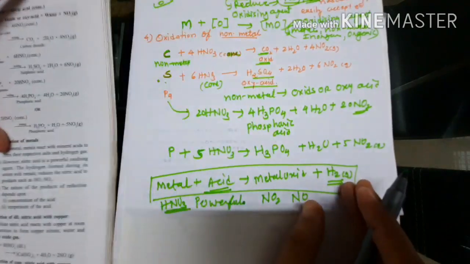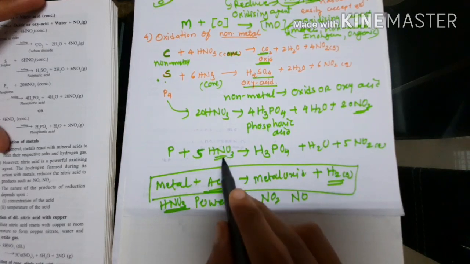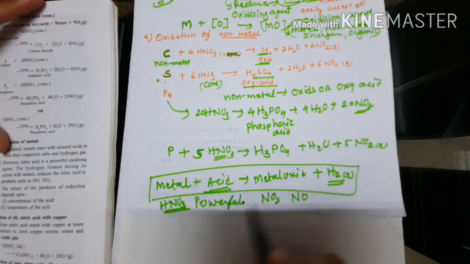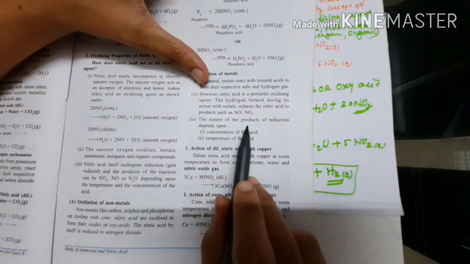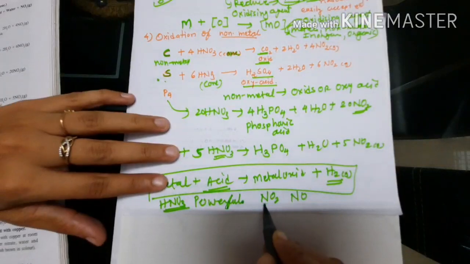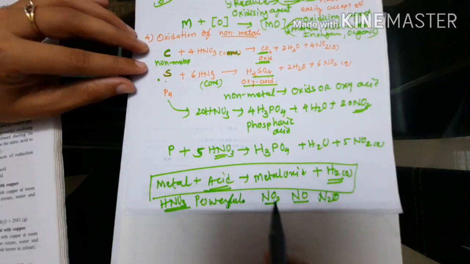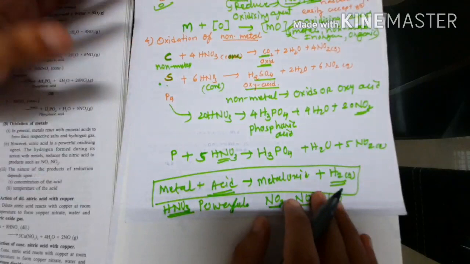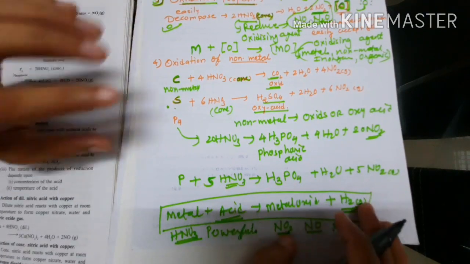That is why this theory is not applicable here. When we learned that hydrogen gas is produced, we did not use HNO3, we used HCl instead of HNO3. Why? Because HNO3 is a more powerful oxidizing agent. Also, the nature of the product of the reduction, whether NO2, NO or N2O, depends on temperature as well as concentration. This is the way we will learn. Till here we will do.